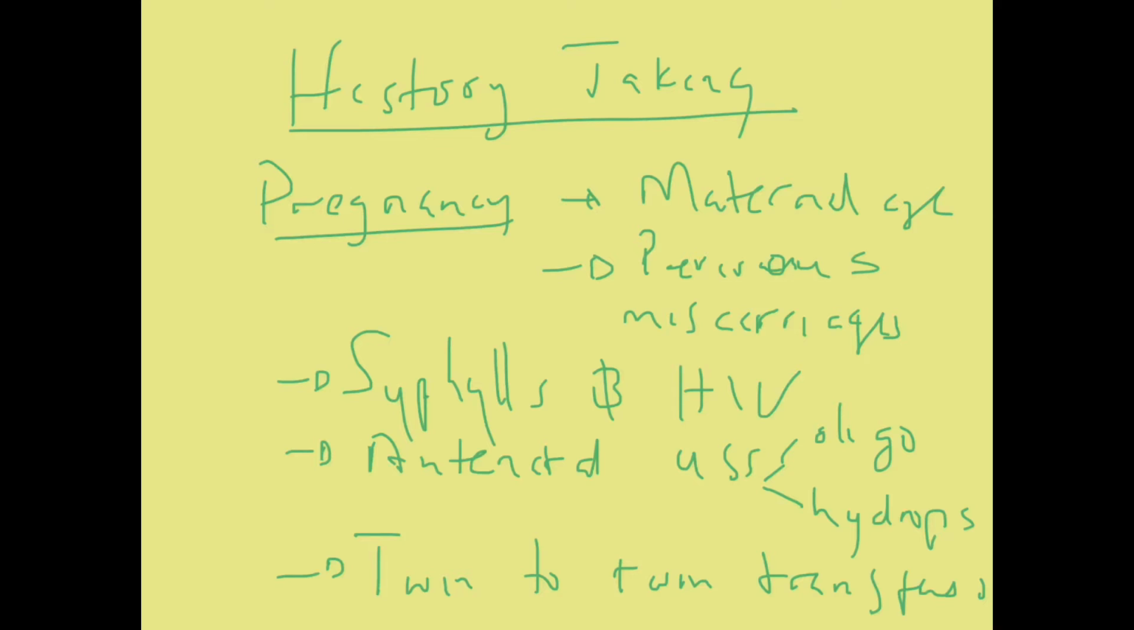You also want to ask about the antenatal ultrasound scan. An antenatal ultrasound scan can show us oligohydramnios, which can occur with renal problems, or hydrops fetalis, which we said is edema that can occur in pregnancy.